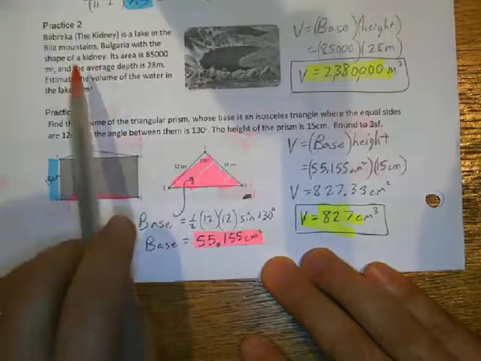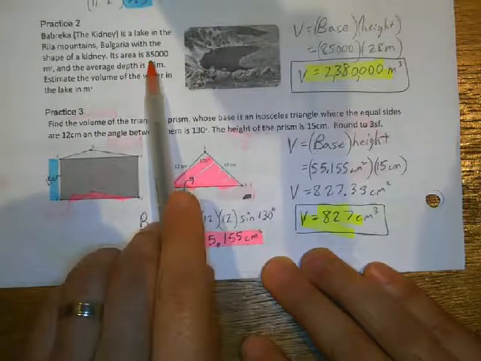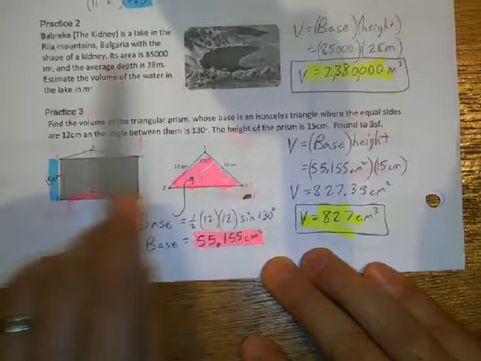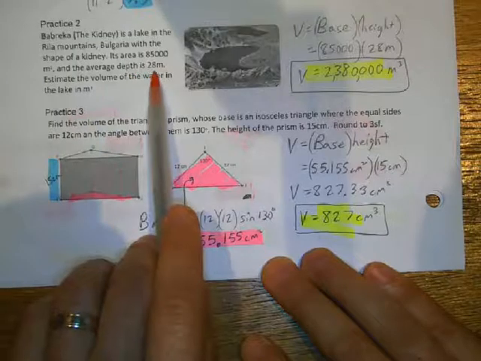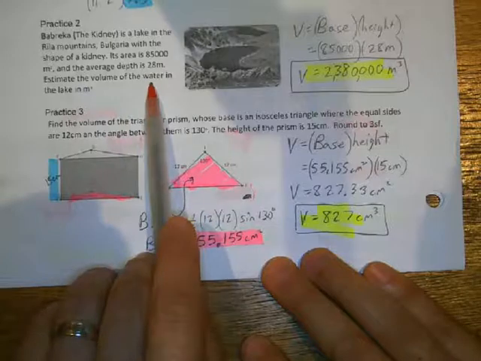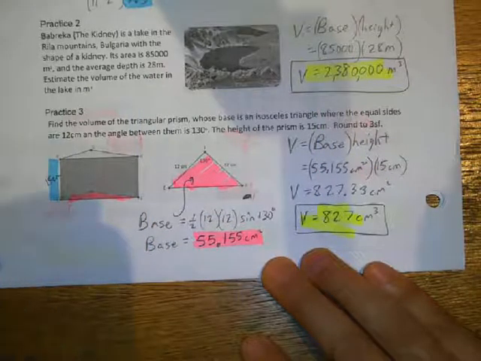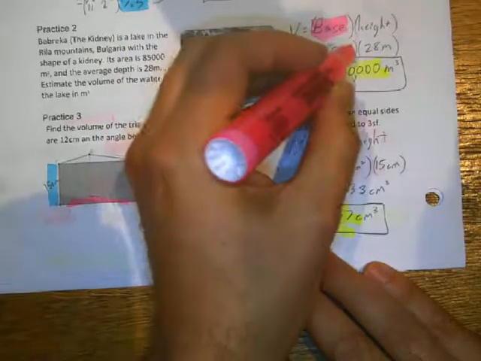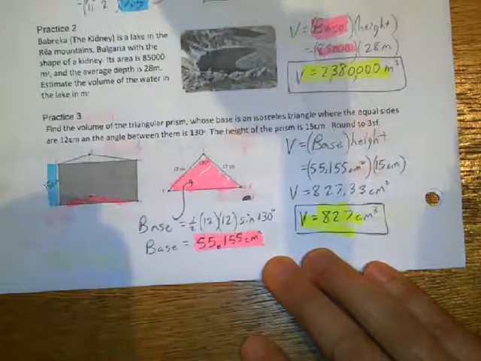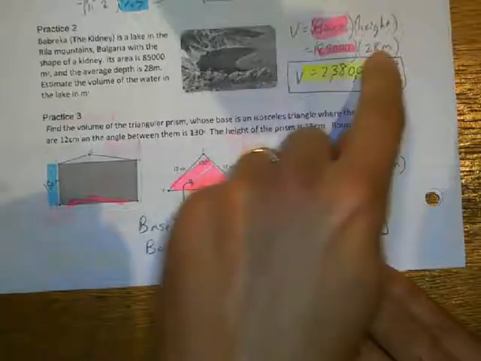And the area on the surface of the lake is 85,000 meters squared. It's a big lake. And the average depth of the lake is 28 meters. Estimate the volume. So we've got our base area of 85,000 meters, and the depth of the lake is 28. So you multiply those together, you get your volume.